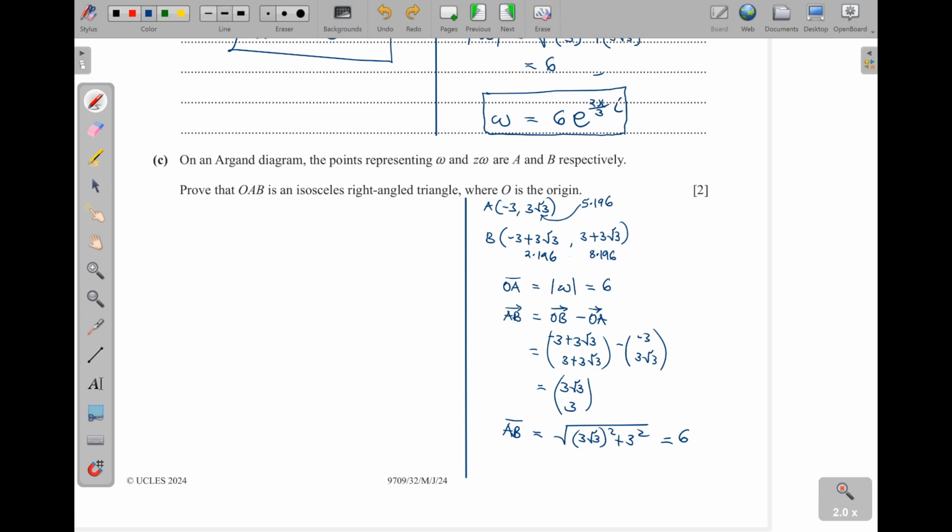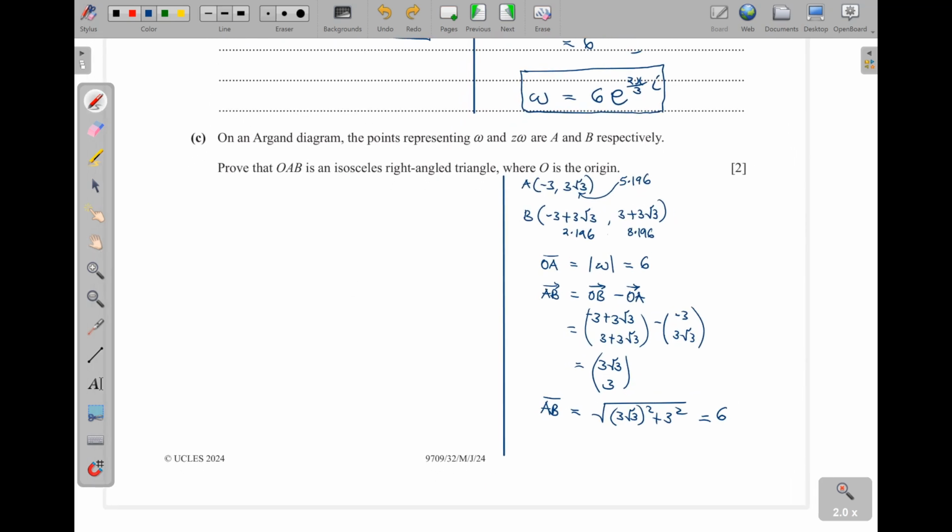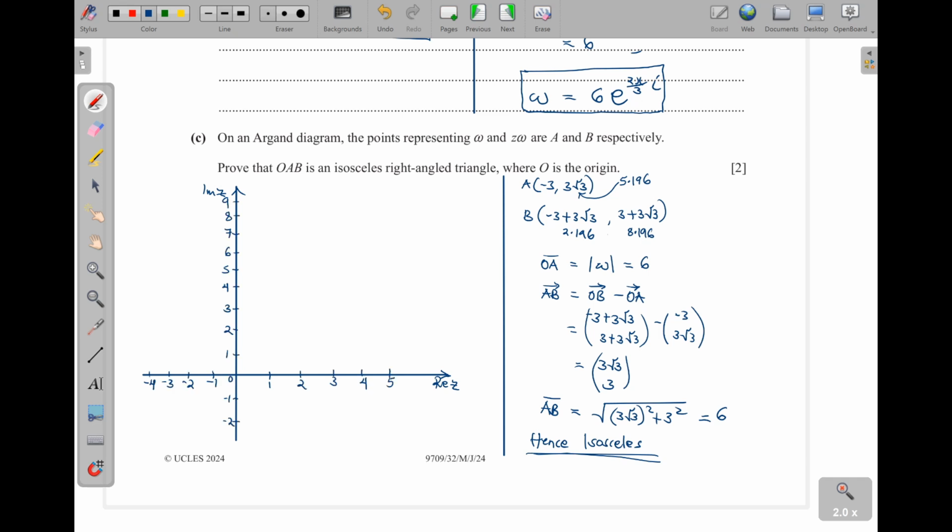Now let us sketch our Argand diagram. Here I can say, hence isosceles. So I will put my axes here. This is the imaginary, and this is the real. Then we have 1, so we plot the points here. Negative 3 is here, and then 5.196. So 5.196 is above the 5. When I bring it here, I will have something like that there.